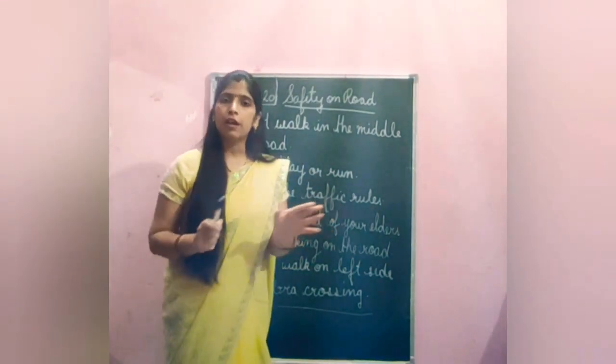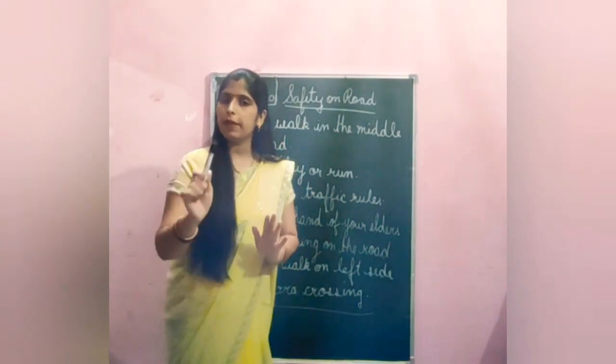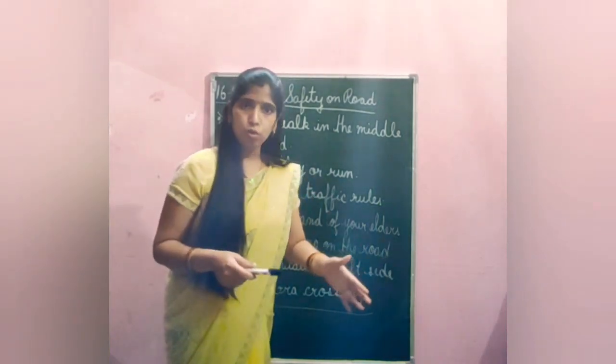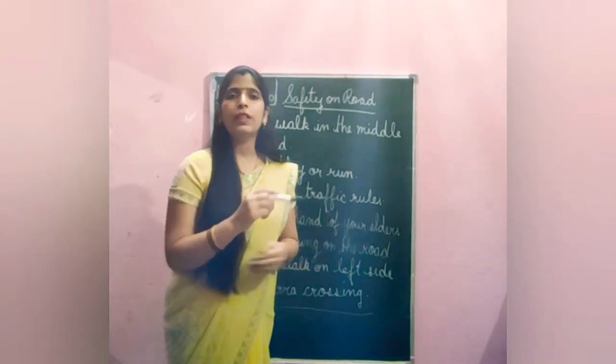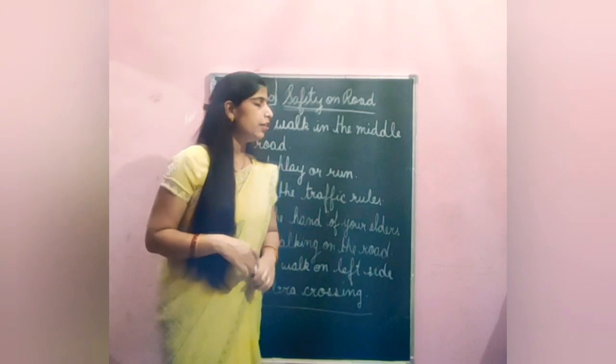Wherever the road is running, meaning wherever more vehicles are coming and going, you should always avoid playing on that particular road. That road may be near your house also. If you are staying at a place where vehicles are coming and going now and then, please, children, avoid playing there. It is very dangerous.